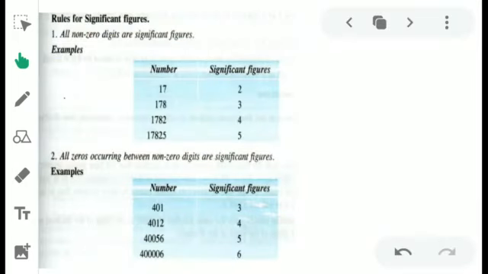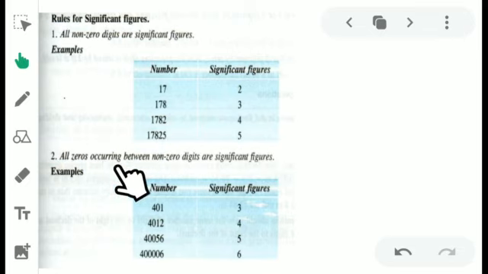Now we will see the rules for significant digits. First one is all non-zero digits are significant figures. Say 17. How many significant? 2. 178, 3. 1782, how many? 4. 17825, that is 5.